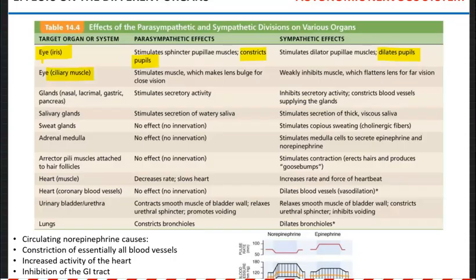Ciliary muscle. In other words, vision, close or far. I'm highlighting exactly the information that I can ask you. We didn't talk about the dilator pupillae, forget that. Okay? Close vision, parasympathetic; far vision, sympathetic. Glands.